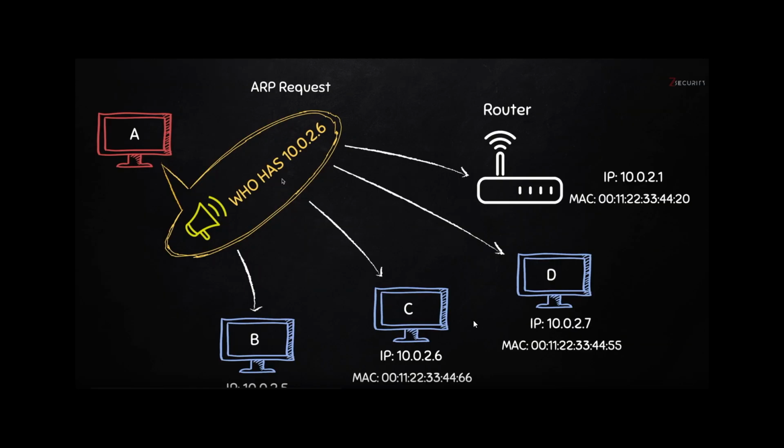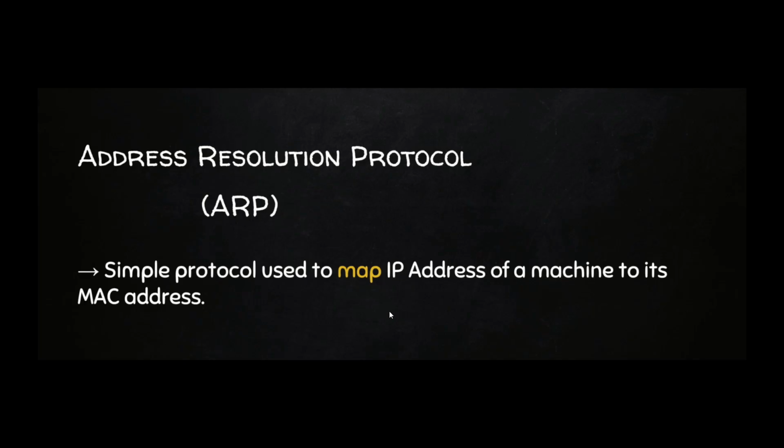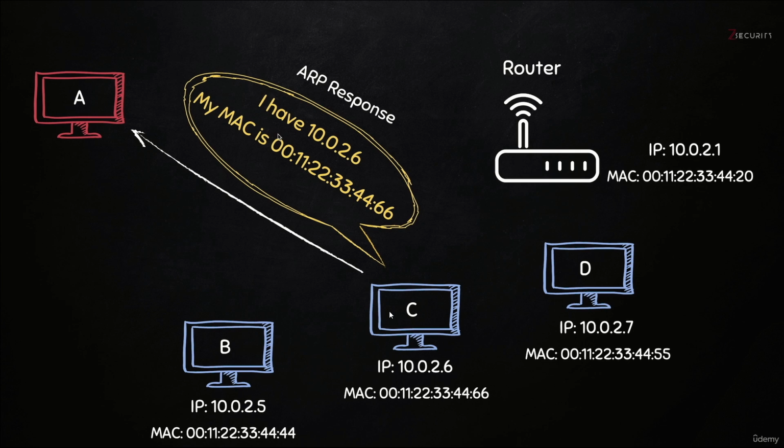This is a slide. The hacker will ask who has an IP of 10.0.2.6. Everybody is going to drop that request, and the only response you're going to get is from the very victim. It would say, "Hey, this is my IP address, and my MAC address is this."